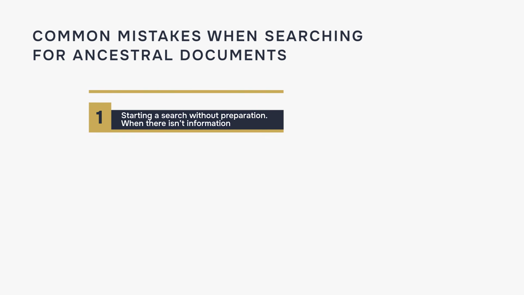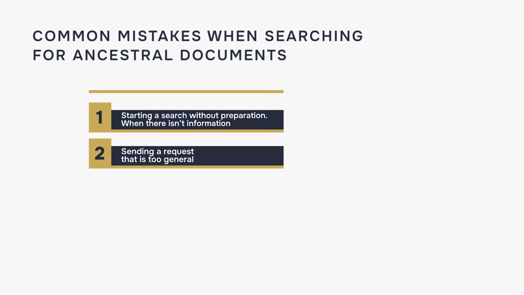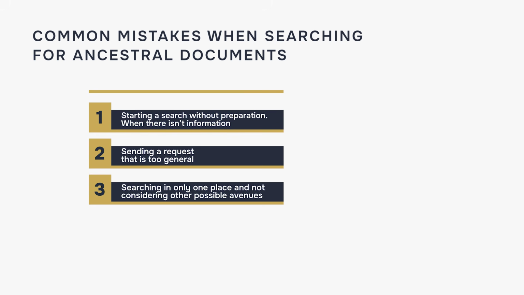One of the most common mistakes is starting a search without preparation. When there isn't even a minimal amount of initial information gathered, requests become vague, and the search takes longer and is more difficult than it could be. The second common mistake is sending a request that is too general. If the inquiry lacks specific details about a person, event, time, or place, the likelihood of getting a useful result decreases significantly. The third mistake is searching in only one place and not considering other possible avenues.